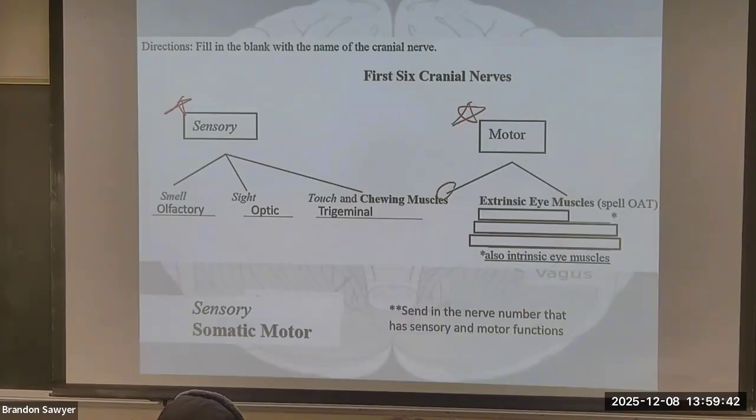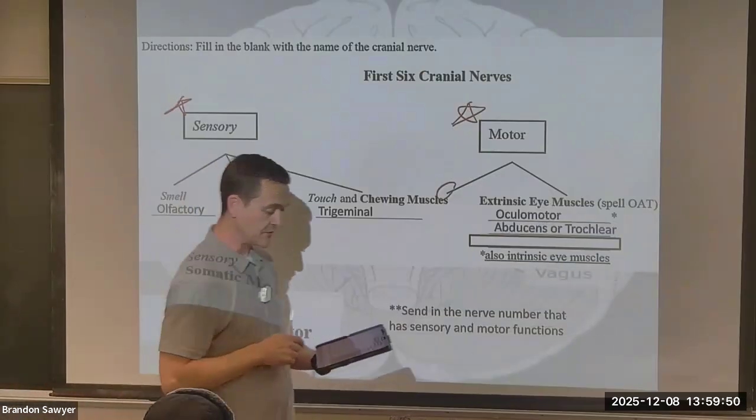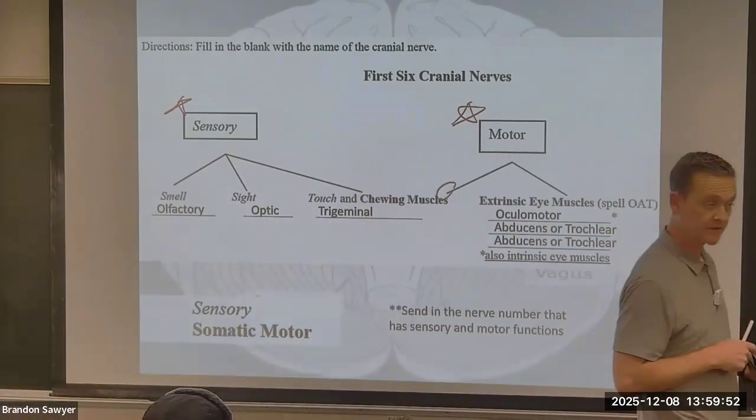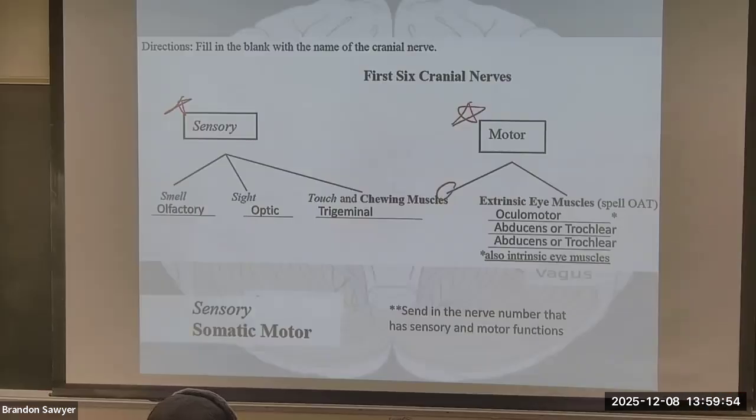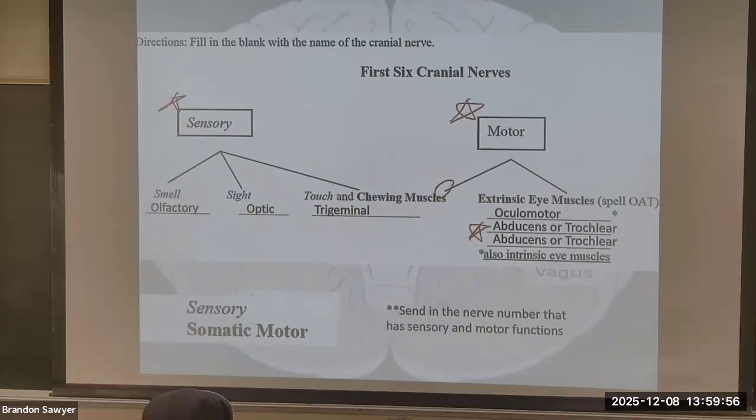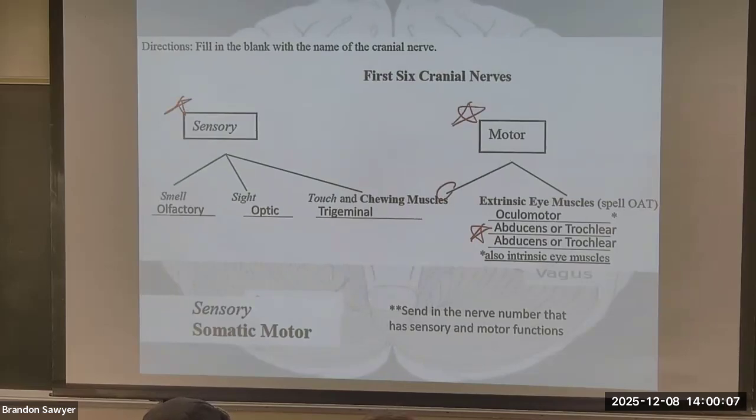And then we have the three that have some function over extrinsic eye muscles, and you can use that acronym if you want. So we got oculomotor, we got abducens, and we got trochlear nerve. Interesting part about these two nerves is that's all they do. They control one little tiny muscle in your eye. That's their whole function, is just to control that one muscle. So, okay. So this was five. All right, questions on any of those?